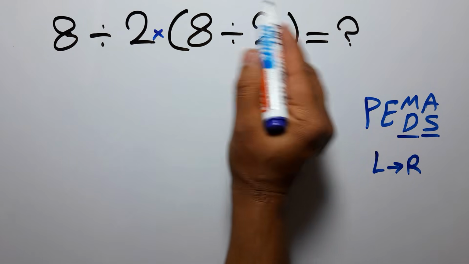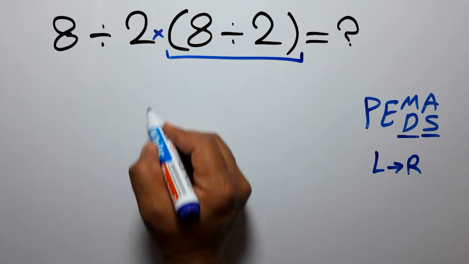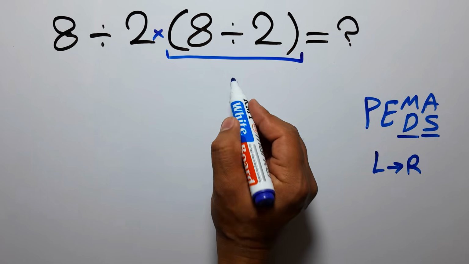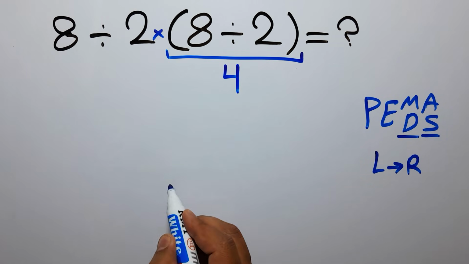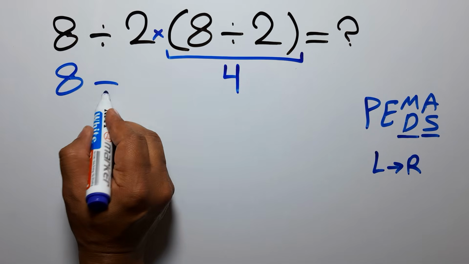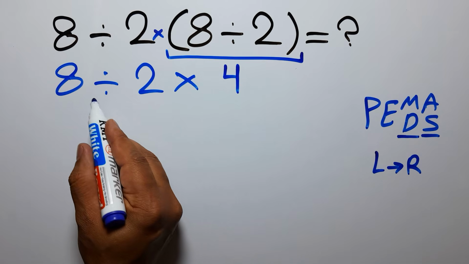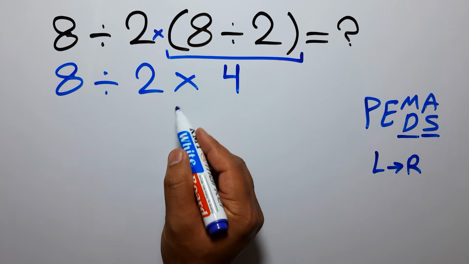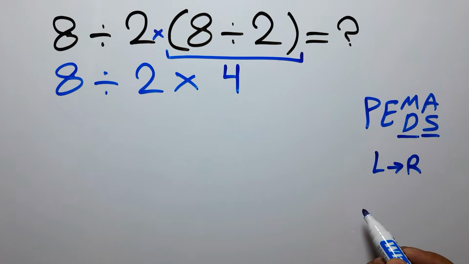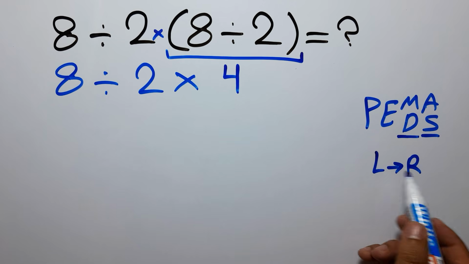So first we have to do this parentheses. Inside this parentheses we have 8 divided by 2, which equals 4. So we have 8 divided by 2, then times 4. Now we have one division and one multiplication. As I said, multiplication and division have equal priority and we have to work from left to right.